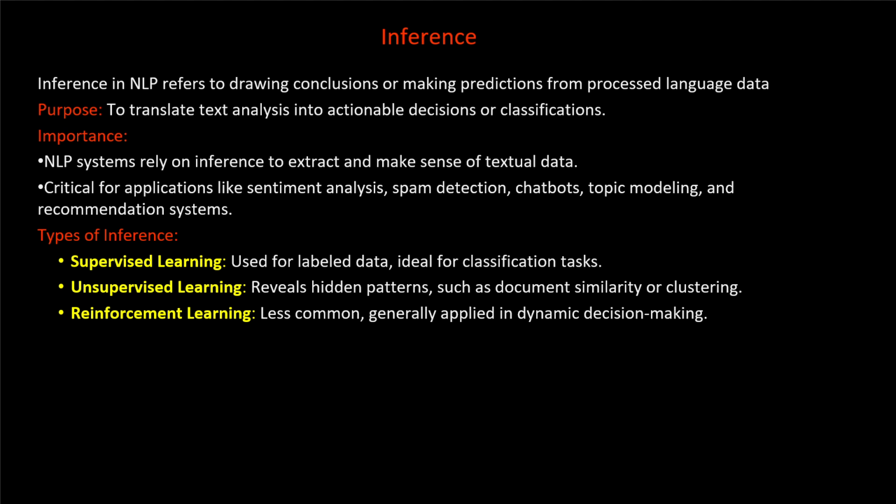Lastly, we have inference. Inference is the final step in the NLP pipeline, where we apply machine learning algorithms to make sense of the processed data and draw conclusions. This is the stage where the text data, now converted into structured features, is used to generate predictions or classifications. There are three main types of inference in NLP: supervised learning, unsupervised learning, and reinforcement learning.